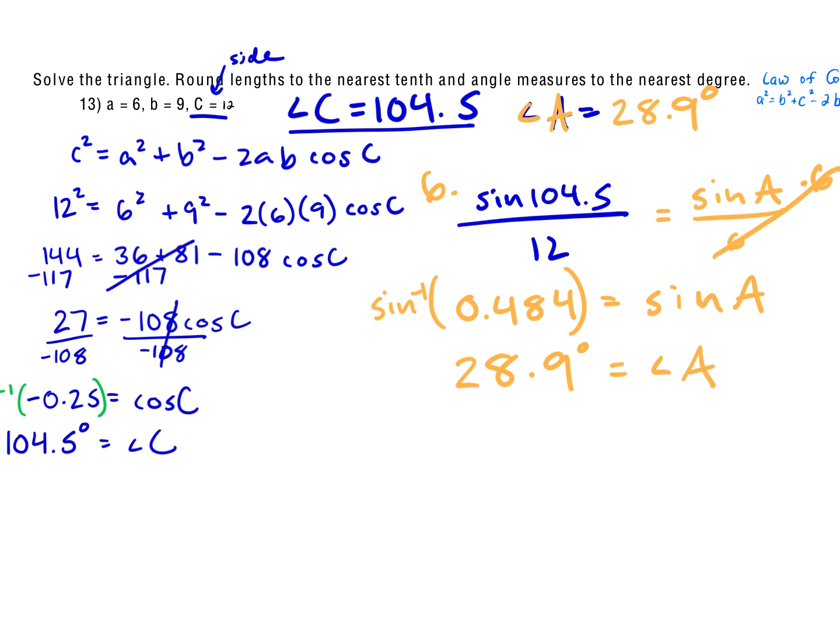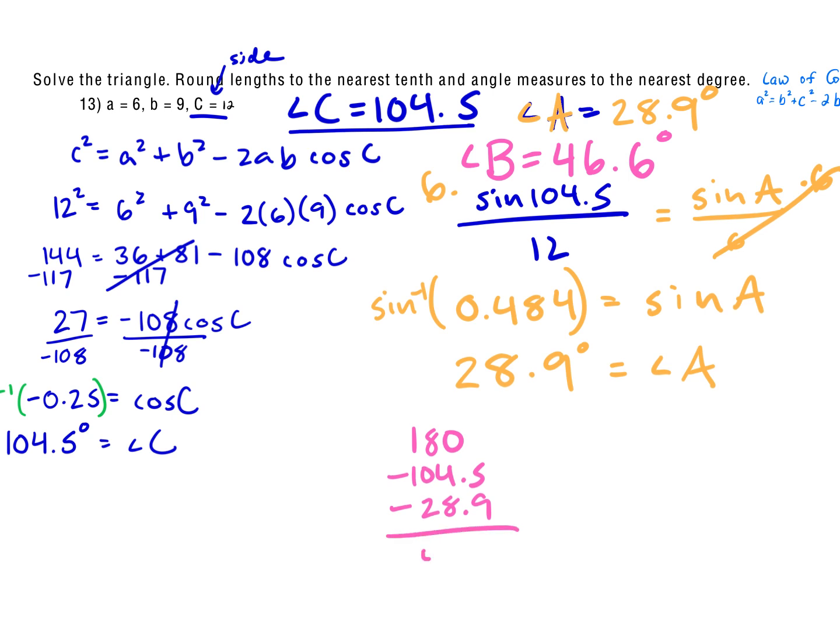Lastly, how do we find angle B? Add them and subtract from 180. So 180 minus 104.5 minus 28.9. We get 46.6 degrees. When you're talking about angles, don't forget the degrees. So these would be our 3 answers.